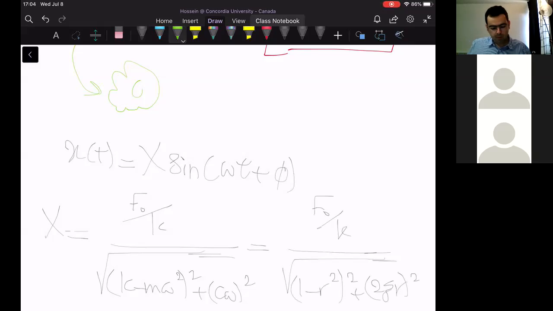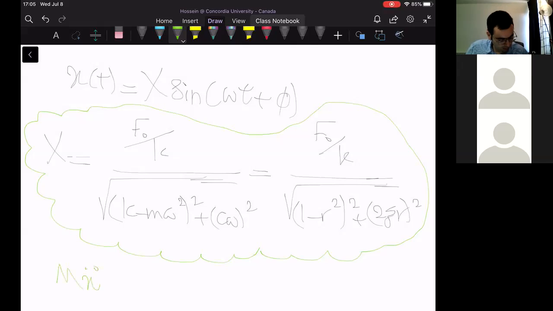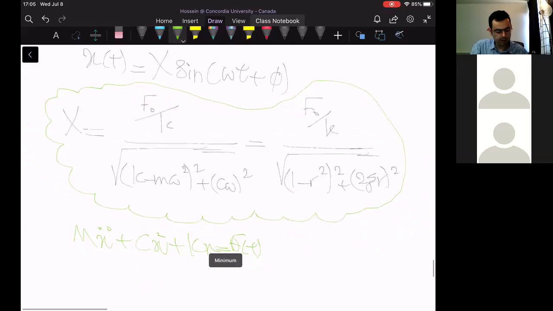Generally, in the exam, you will be given some formula, but it is better to read how this formula is derived. In case you are not given any formula, you have to solve how we could reach this formula by solving the equation of motion, right? m x double dot plus c x dot plus k x is equal to f of t.